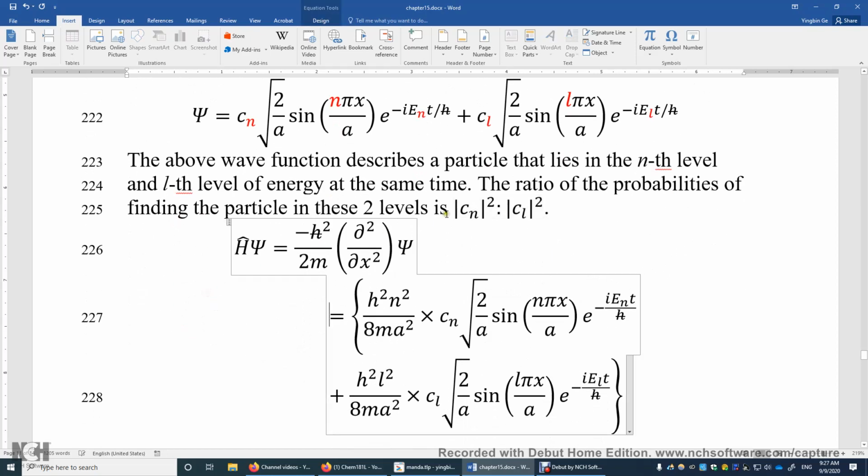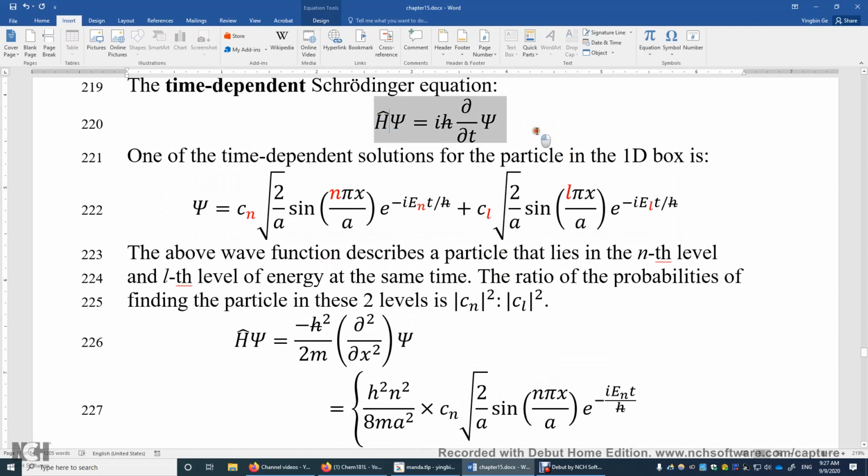All right? Now we're going to verify this equation. We're going to plug in this equation. This is a very complicated equation. This is the time-dependent wave function for the particle. I'll plug this into the left-hand side. I'll plug this equation into the right-hand side. And I will prove this equation holds true.